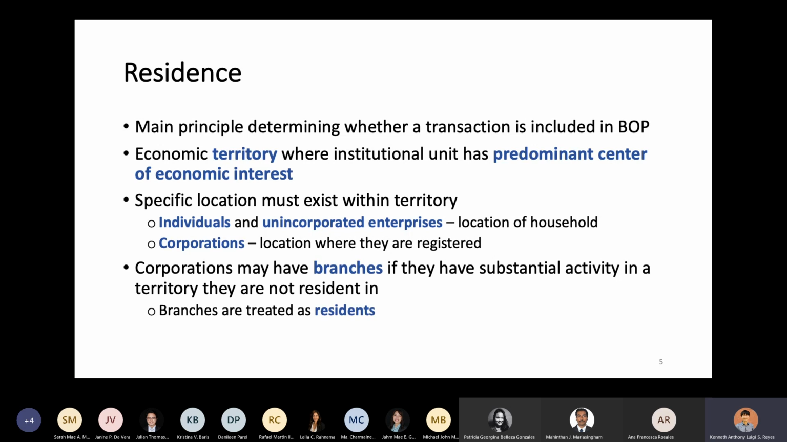Corporations may have what are called branches if they have substantial activity in a territory that they are not a resident in. Branches are treated as residents. So when corporations interact with their branches, those will be counted in the BOP. Whereas if the branch interacts with the other units around it in that territory, it will not be in the BOP.